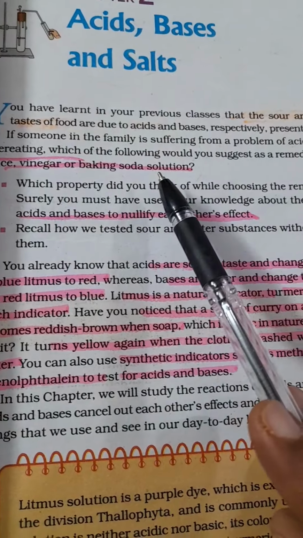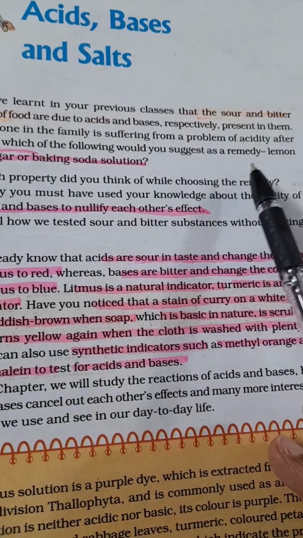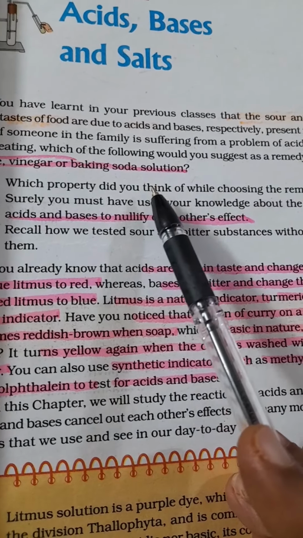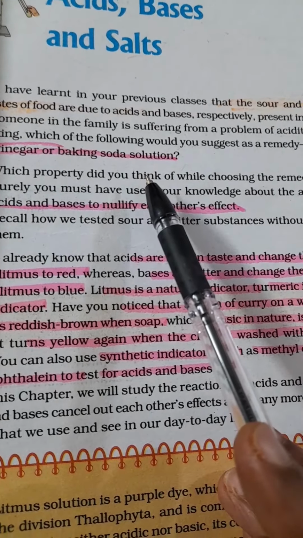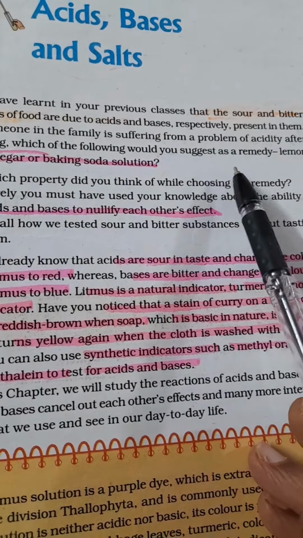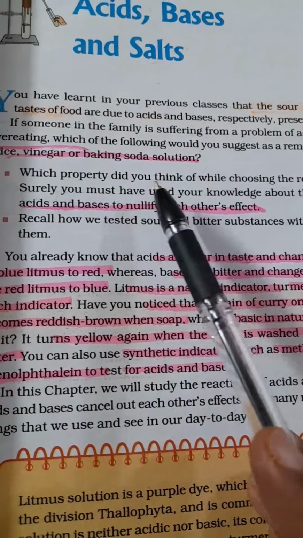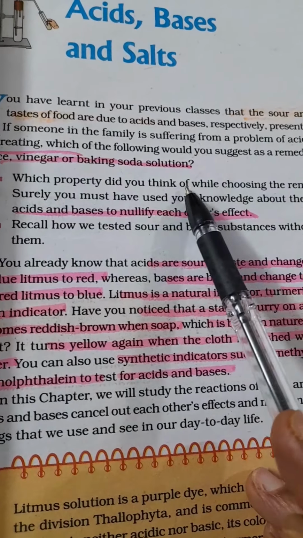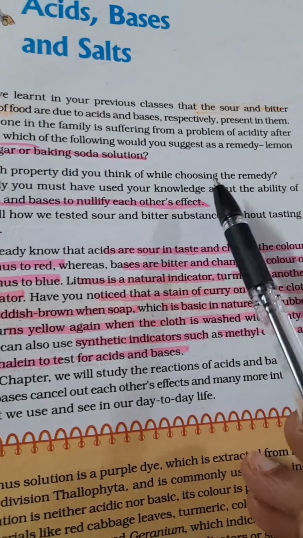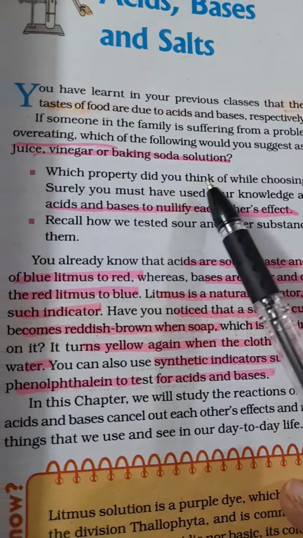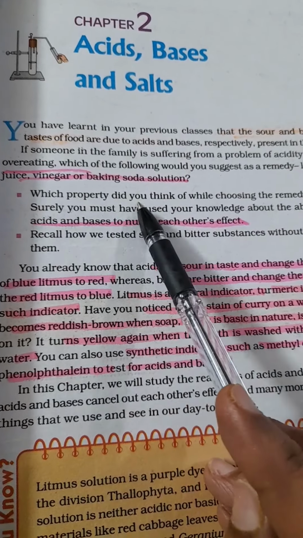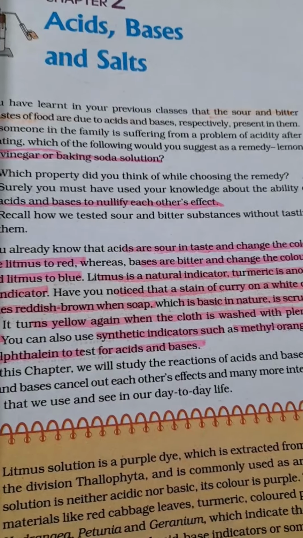If someone in the family is suffering from a problem of acidity after overeating, maybe you eat a lot when you go outside to a hotel or something, and suppose you are suffering from acidity, gas formation in your stomach, then how would you cure it, or what is the remedy for that? Will you consume lemon juice or vinegar or baking soda solution? Which one will you have?